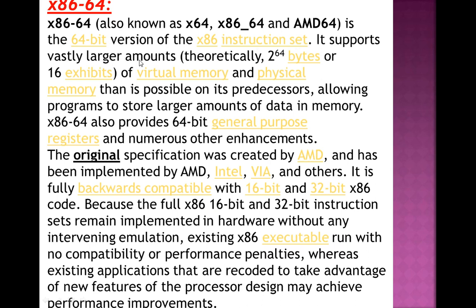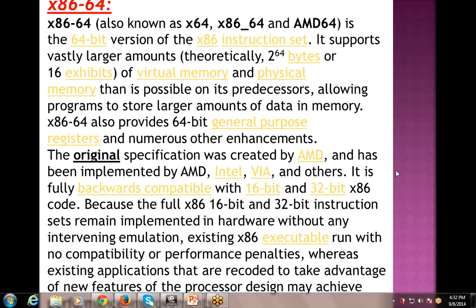It supports vastly larger amounts of memory, because it contains 64 bits. So the total is 2 to the power 64. Then we also discussed virtual memory, how virtual memory operates and how it works.